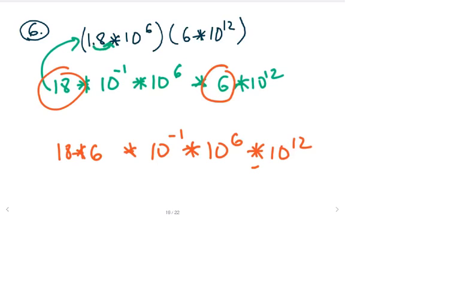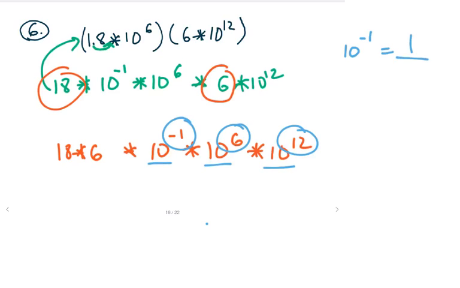Now, we know from earlier, I'm going to focus on the 10s here first, that if all the bases are the same, I can just add these exponents. Now, I could take 10 to the -1 and rewrite it as 1 over 10, and if that was your intuition, you can do that. But we can also just add them. So -1 plus 6 is 5. 5 plus 12 is 17.